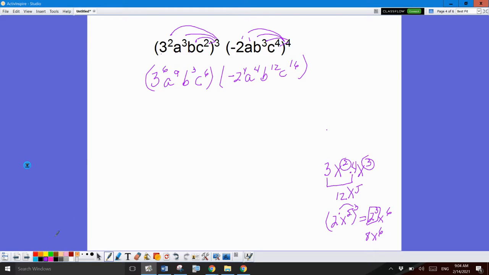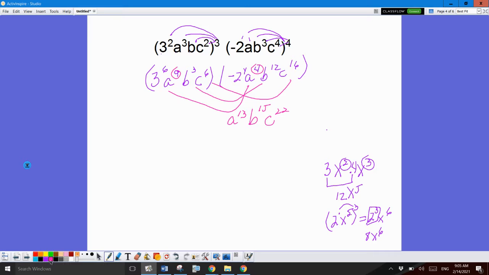Now, step 2 is to put your like terms together. Okay? So I want to start with my A's. And remember, now I'm adding because I have nothing that's a distribution. So A, there's a 9 and a 4, and I'm going to add those. So 9 plus 4 is 13. The B's, I have 3 plus 12, that is 15. And the C's, I have 6 plus 16, which is 22. So I know what my variables are, okay?